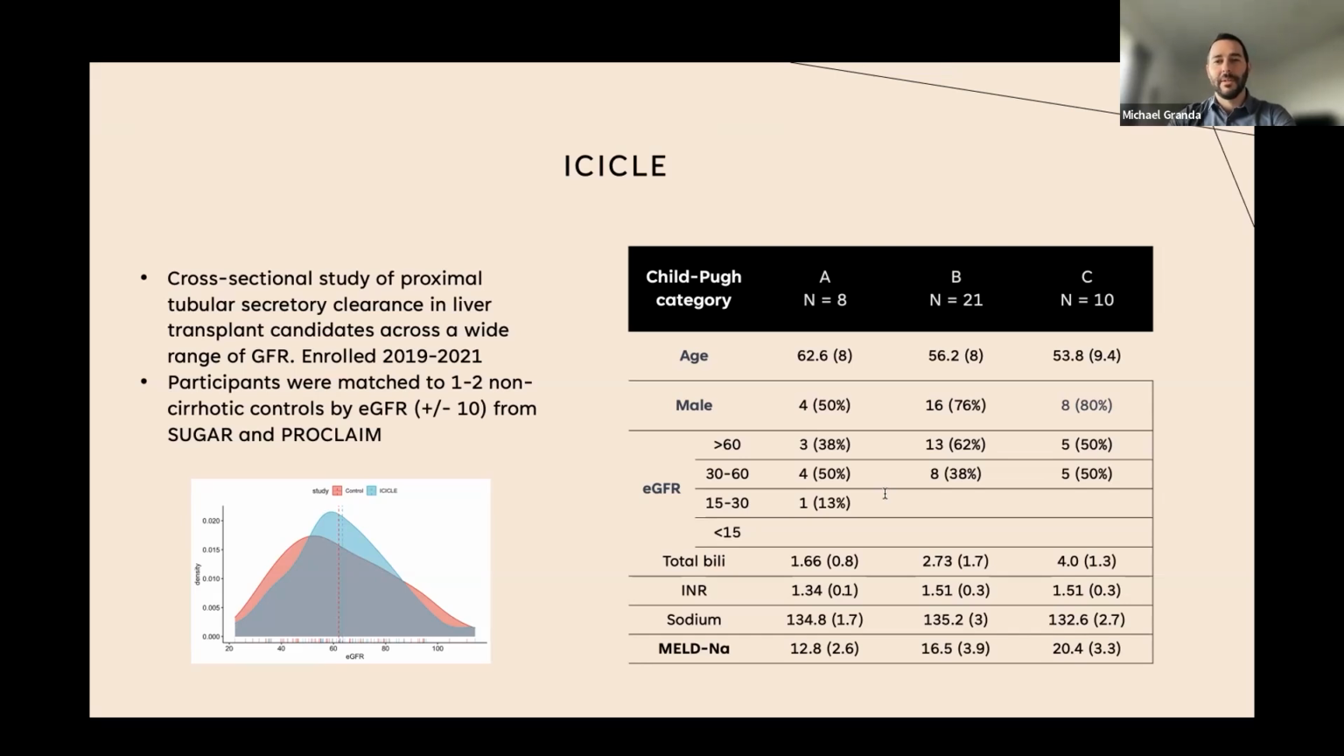To avoid having a predictor that directly accounts for the outcome, we used the Child-Pugh score instead of MELD, which is more commonly used clinically, because MELD itself includes a term for creatinine, whereas Child-Pugh does not. We matched the participants to non-liver disease controls in our study by eGFR plus or minus 10. And then we measured urine and blood levels of several highly secreted solutes, most of which are putative uremic toxins, to estimate their secretory clearance.